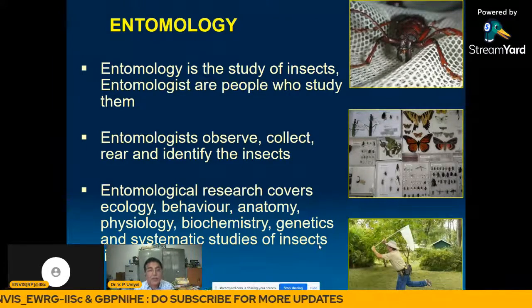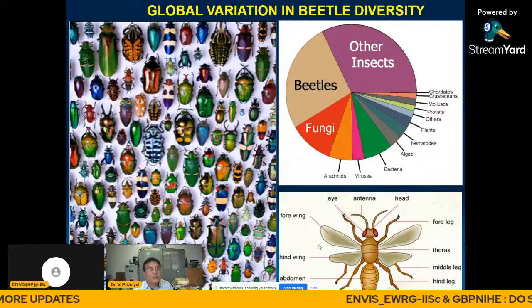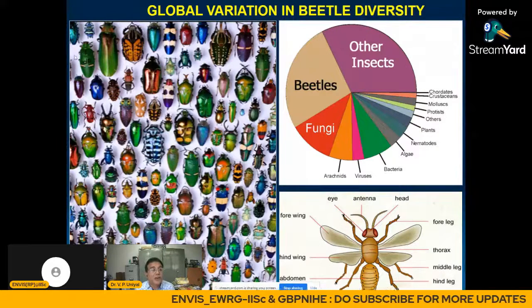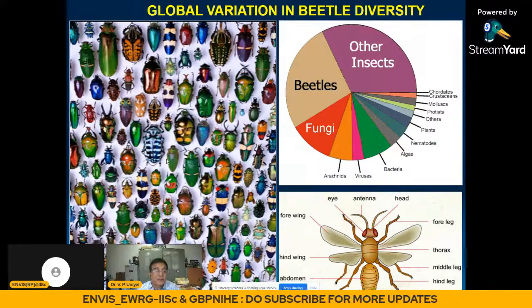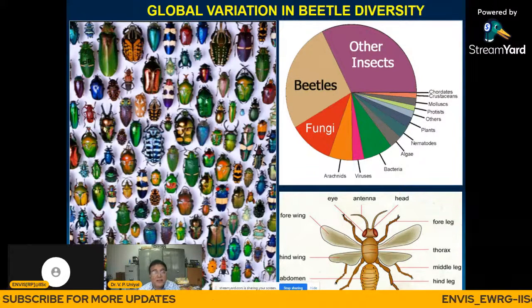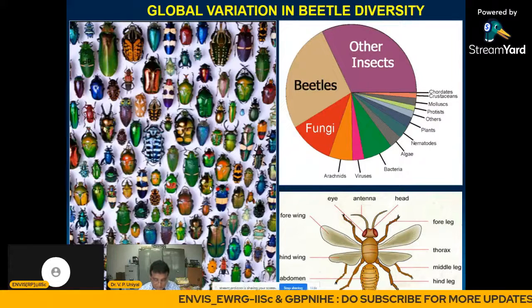Anyway. So the global variations in beetle diversity: the majority of beetles are colorful. You can see how colorful the beetles are, and they have been traded because of the outer part called the elytra. The elytra is so metallic and shiny that people collect them and make artificial jewelry. So beetles have been traded.